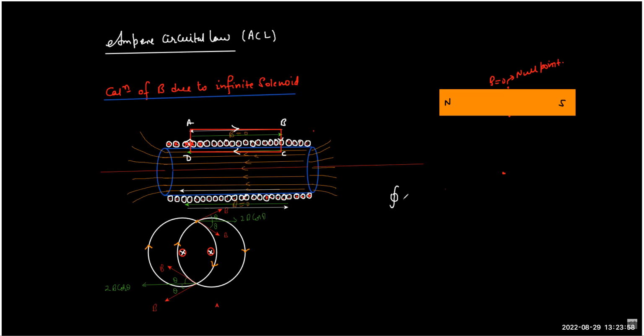Then the B dot DL, which we generally write, like tracing the B along the closed path or contour, is mu naught times I enclosed. So the B dot DL should be integrated over the entire loop from A to B. Then you will again integrate from B to C. You will do it for C to D and D to A.